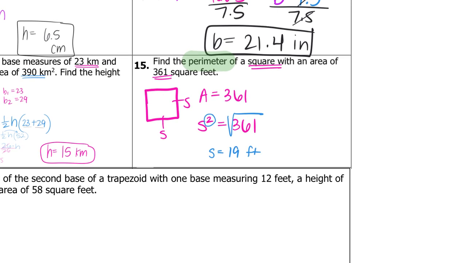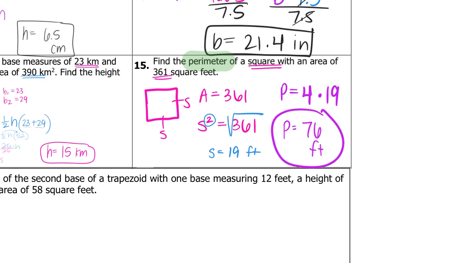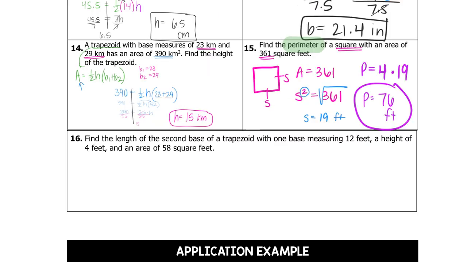But they want the perimeter. So perimeter is going to be 4 of those, because remember, perimeter is all of the outsides added together. So you could just do 4 times 19, which gives us 76. So the perimeter of this square is 76 feet. And then once again, remember, perimeter is not square units, it's just regular units. So we'll just put feet.